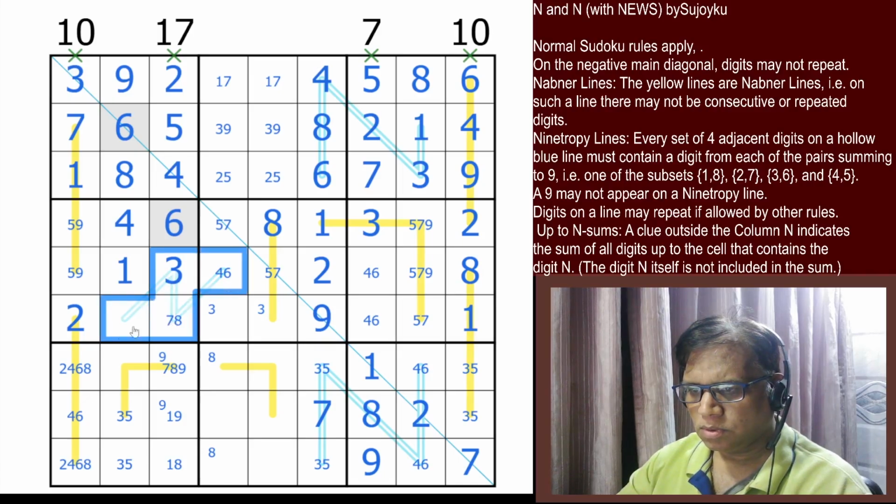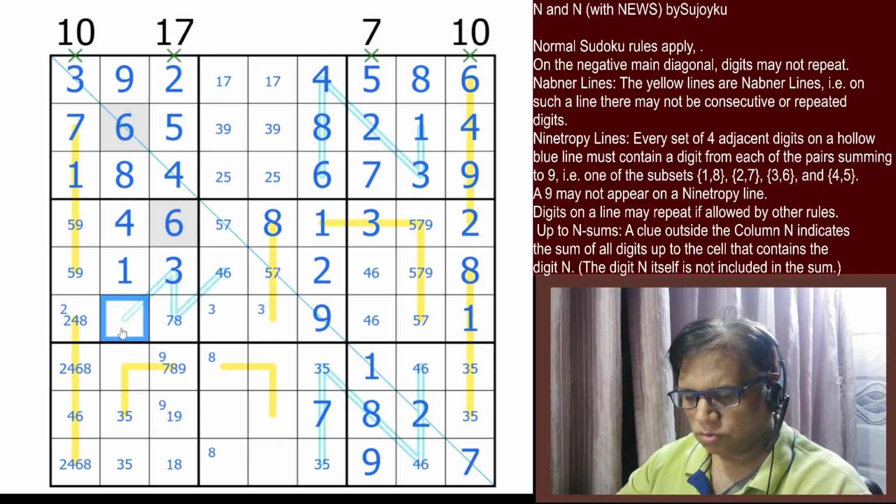1. No, wait. Why am I saying that? Why these 2 has to be same? No, 4 group, right? 1, 2, 3, 4. No, this could be 2. Sorry, my bad. Right, my bad. This could be 2.